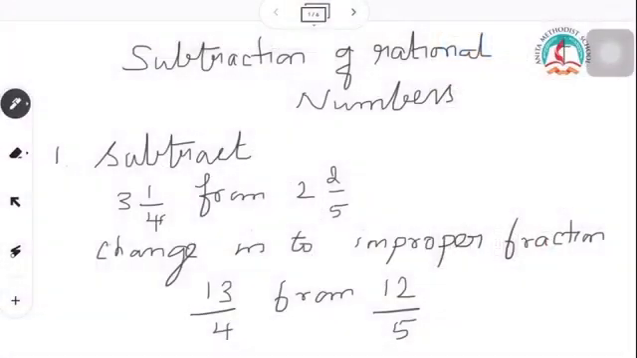We do continuously the next example, children. Subtraction of rational numbers. See here, we have 3 1 by 4 from 2 2 by 5. Did you see something different from other numbers? These numbers are called mixed numbers. Generally, we did simple proper fractions and improper fractions. Here, mixed numbers. So, these numbers, first you have to change into improper fractions.